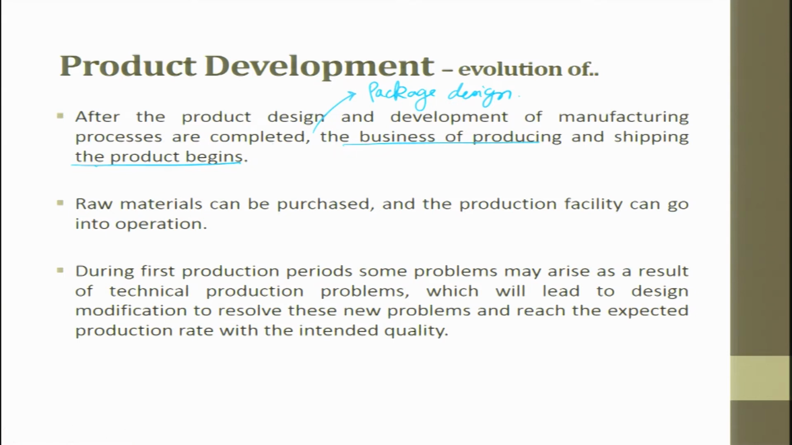So, the raw materials can be purchased and the production facility can get into operations. During the first production period, some problems may arise as a result of technical production problems, which will lead to design modifications to resolve these new problems and reach the expected production rate with the intended quality. So, this is also an important step.